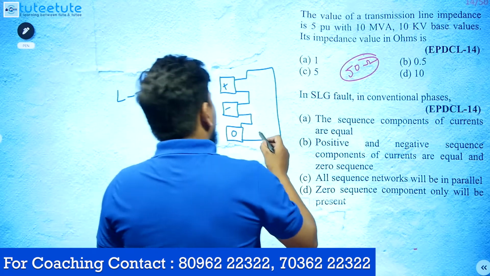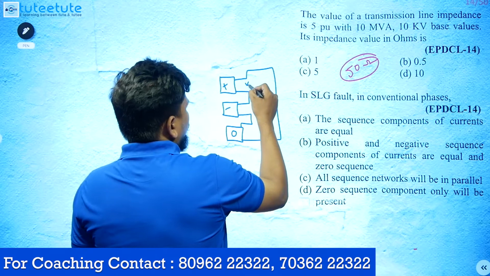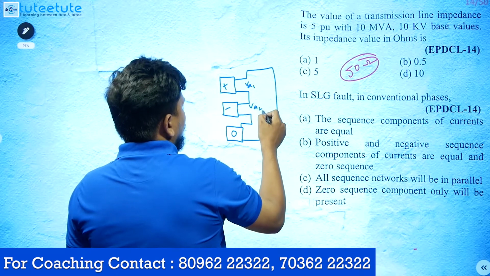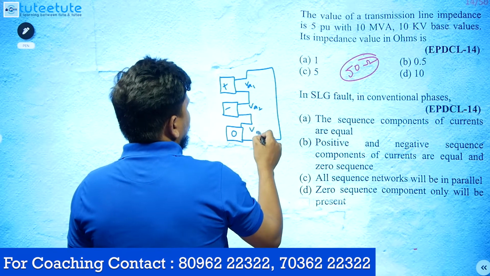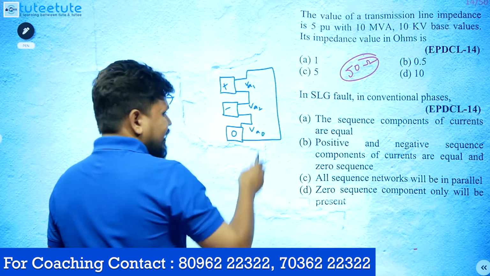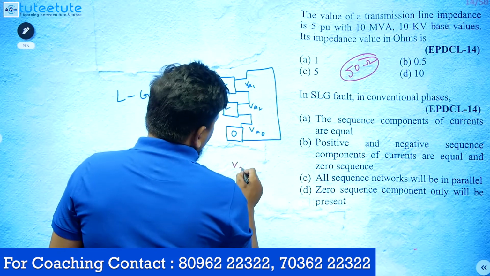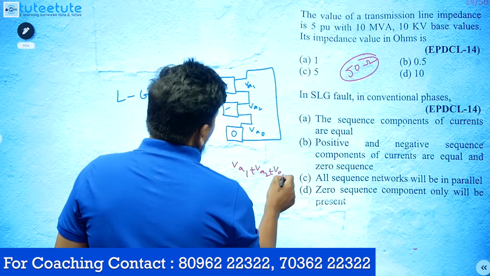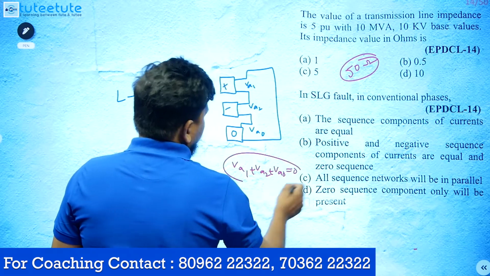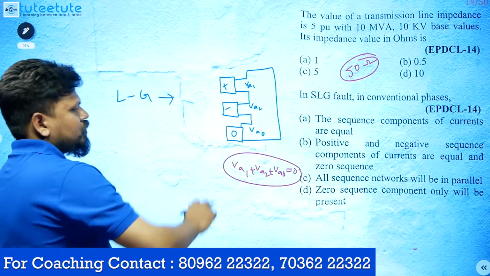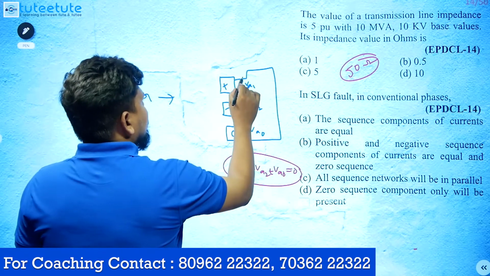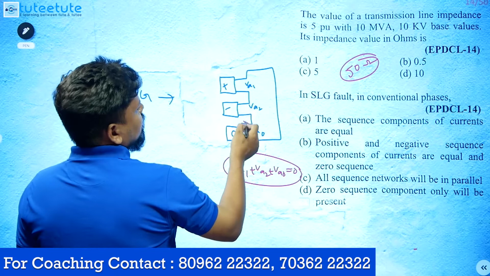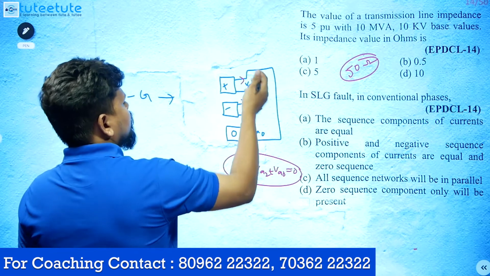Understanding, right? This is the voltage VA1, this is VA2, and this is the voltage VA0. So the first condition is VA1 plus VA2 plus VA0 equals 0, since it is short circuited. And another one: since all are connected in series, whatever current is going is the same current.